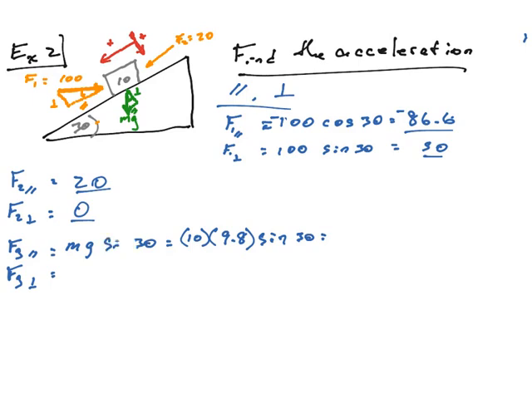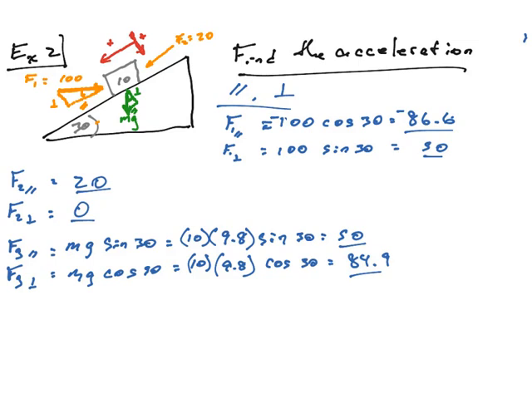So this should be sine 30. So that should be 50. The perpendicular piece is the piece which is adjacent. Looking at my green triangle, adjacent is cosine, so it should be mg cosine 30. So 10 times 9.8 cosine 30. And that's my 84.9.